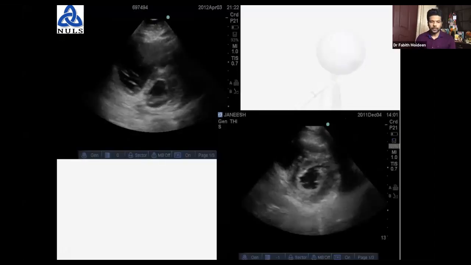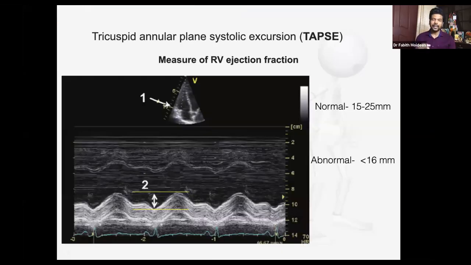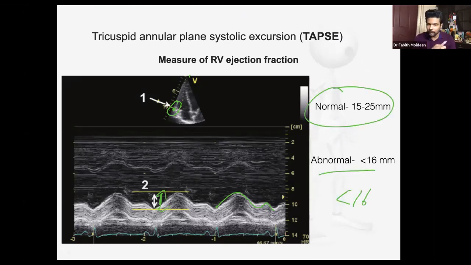All right. So the other thing you can do is, just like MAPSE, you can see for RV dysfunction also by putting M mode at the annulus, on the tricuspid annulus. So you can put the M mode there, and then what you get is the TAPSE. Now if you measure this distance, normal is 15 to 25 millimeters. Abnormal is less than 16. The other one was less than 8. Remember that. Less than 8, bad LV. Less than 16 is bad RV. So this is also one way you can actually see the RV dysfunction.